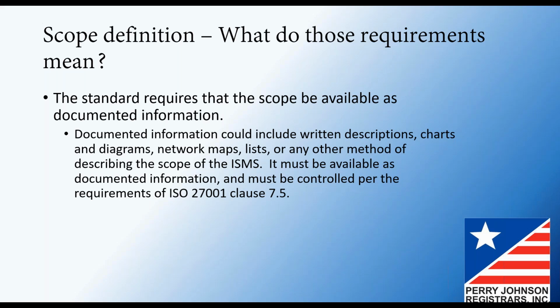And additionally, the standard talks about the scope being available as documented information. It's pretty straightforward, but documented information could include written descriptions, charts and diagrams, network maps, lists, or any other method of describing the scope of the ISMS. It must be documented and it must be controlled per the requirements of the standard, clause 7.5.